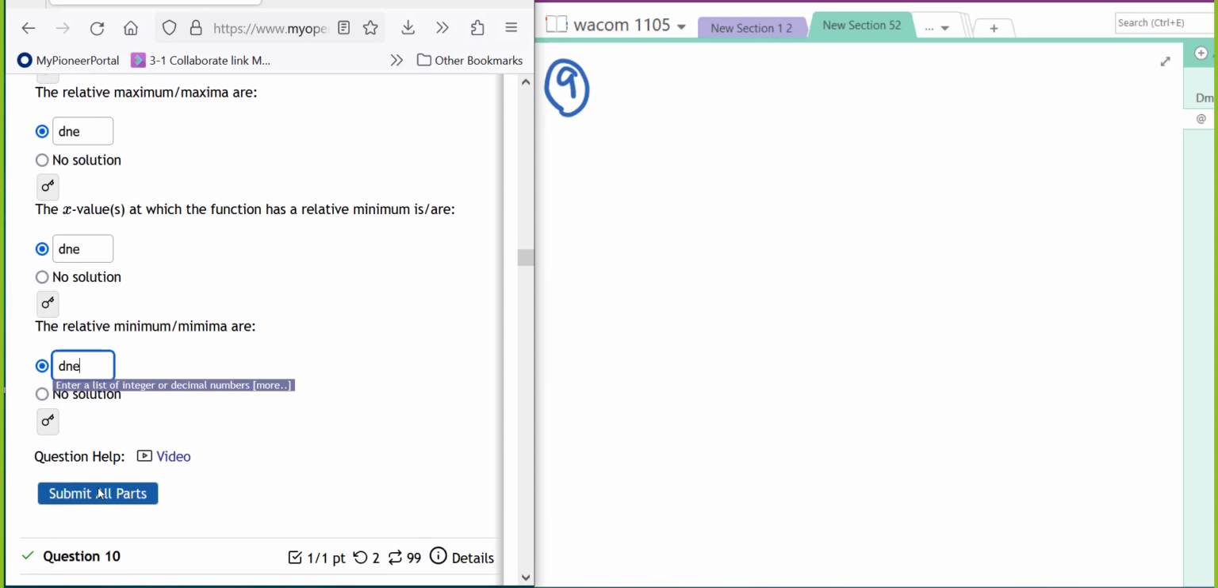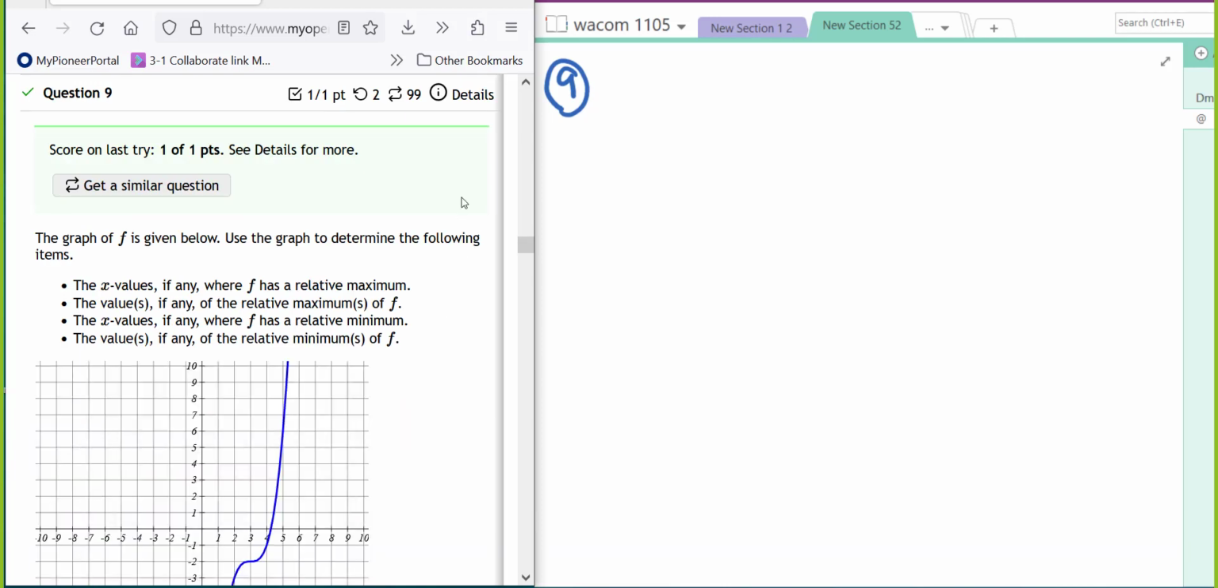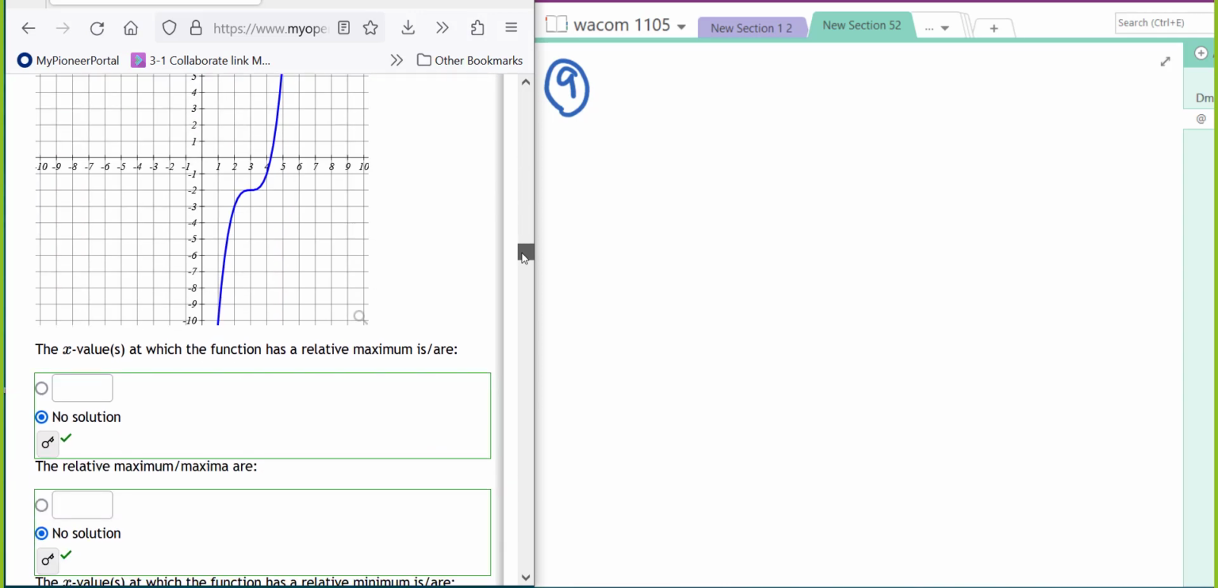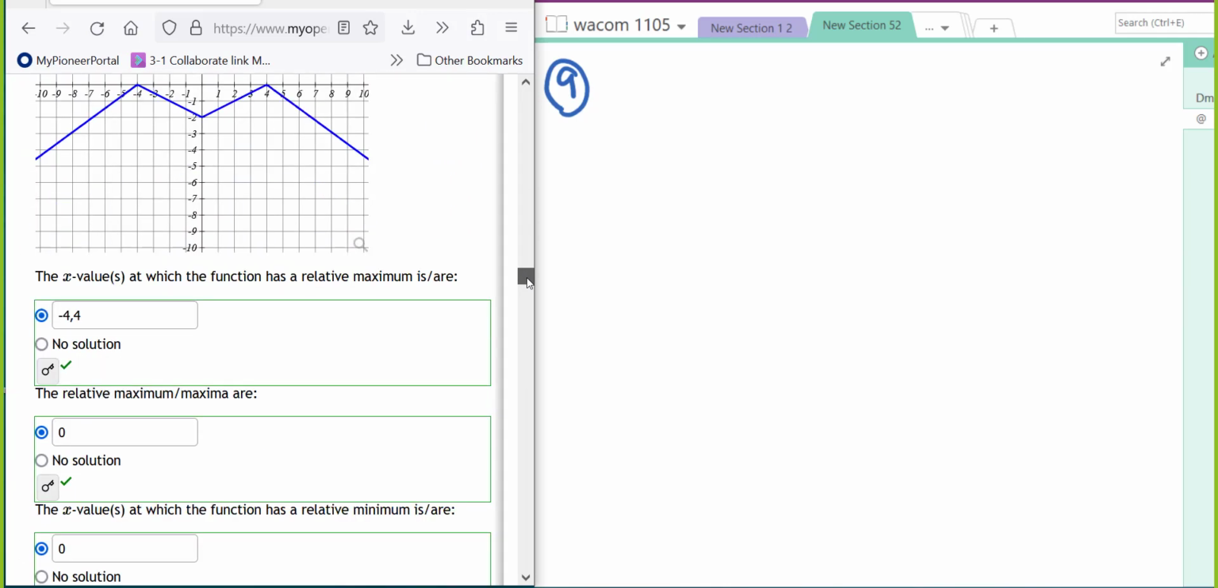So I thought that one might be a little tricky too. But it doesn't dip back down. All right. Next we'll look at symmetry.